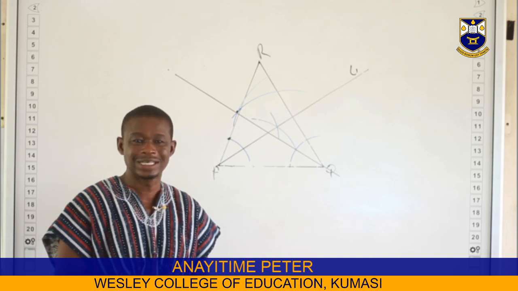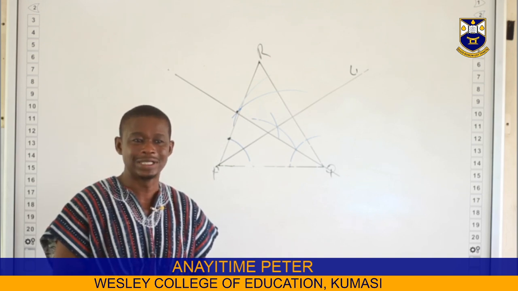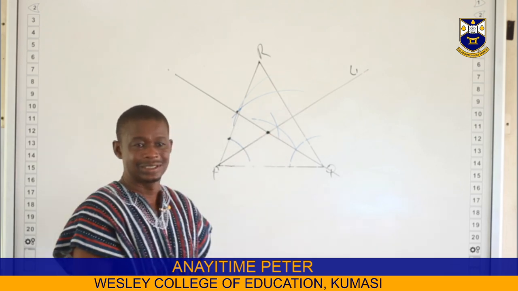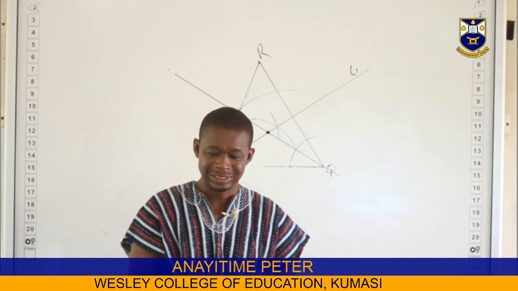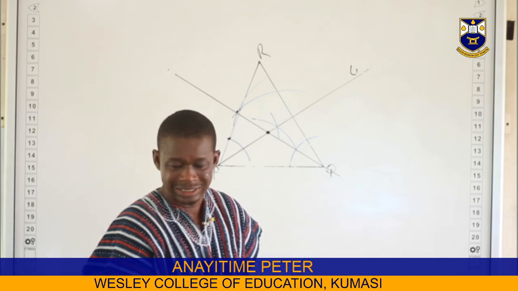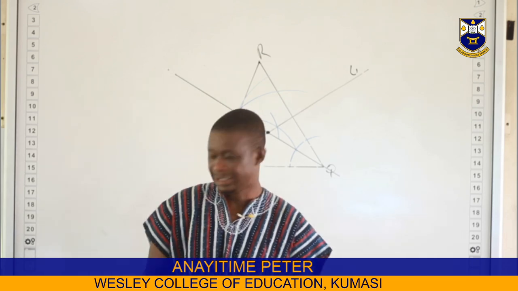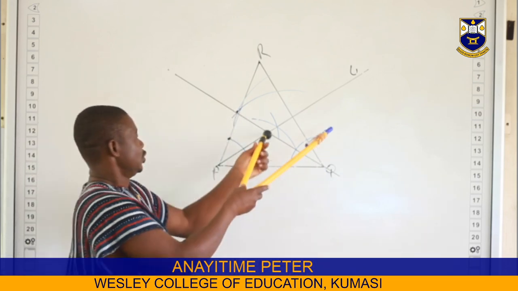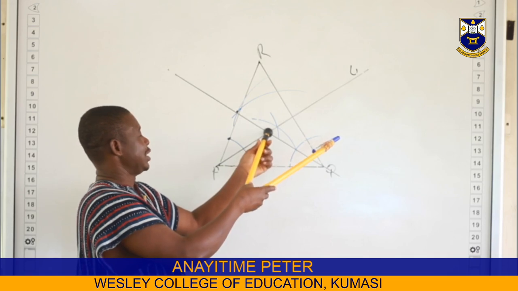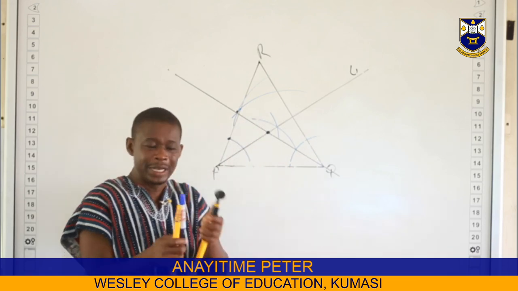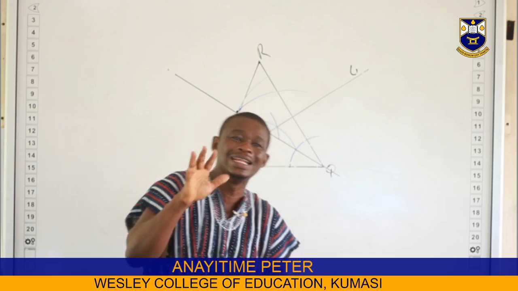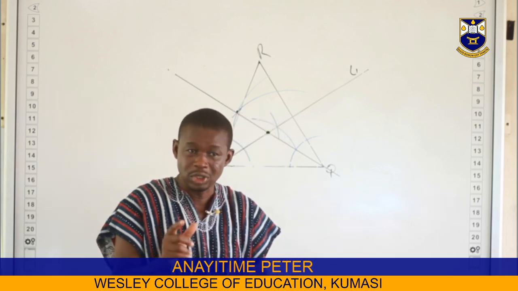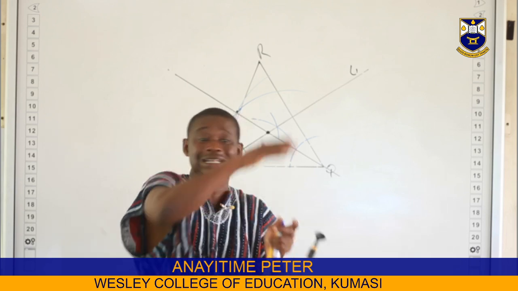The two bisectors are meeting at a point, and this is the point in question. Good. So what do you do next? With that point as the center, so this one will act as the point, you open the compass to touch any side. Make sure it just touches the side, just like a tangent.